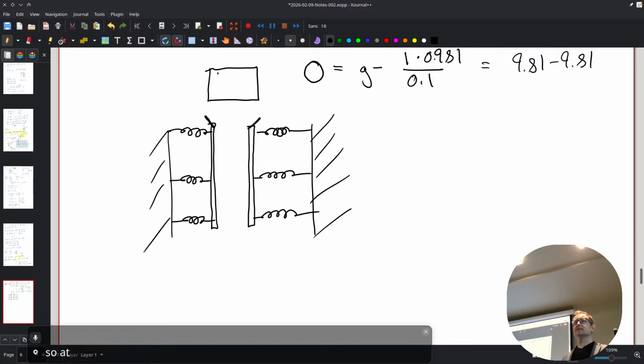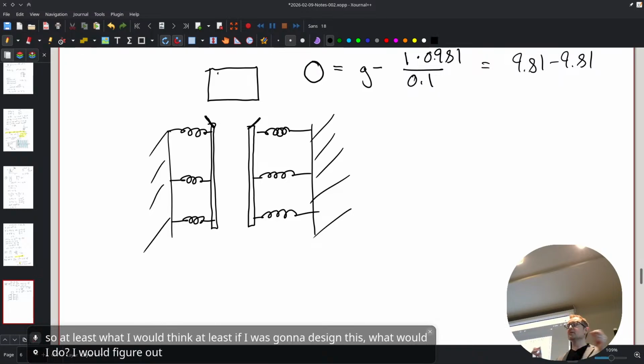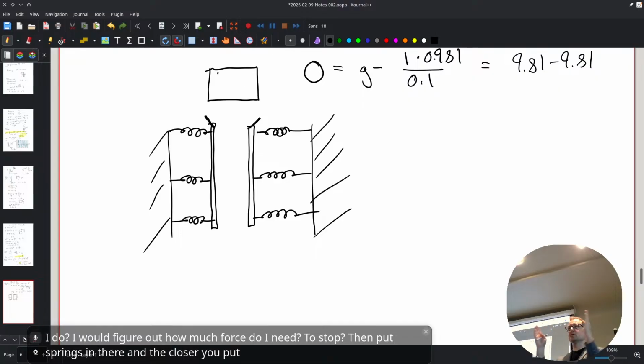at least what I would think, if I was going to design this, what would I do to stop this thing? I would figure out how much force I need to get this thing to stop, then put springs in there, and the closer you put the 2 walls and the stiffer the springs, the more normal force I can apply as this thing gets into my stopping mechanism.